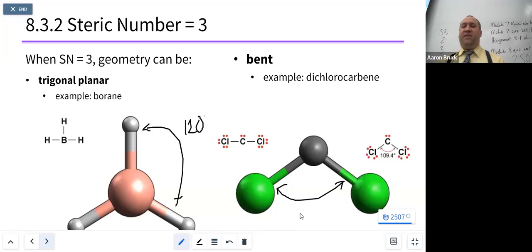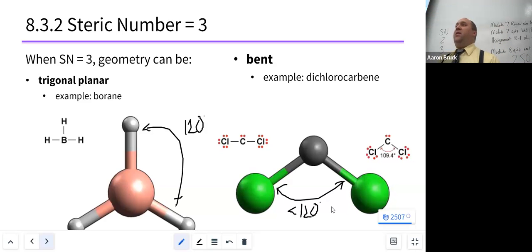How much does it shrink down? Well, in the case of chlorocarbene, it gets shrunk down to 109.4 degrees. For us, we're not going to get that fine about it. We're just going to say that it is definitely less than 120. And that's as detailed as we need to get. It's going to be less than 120 degrees in that circumstance. So that's steric number 3.